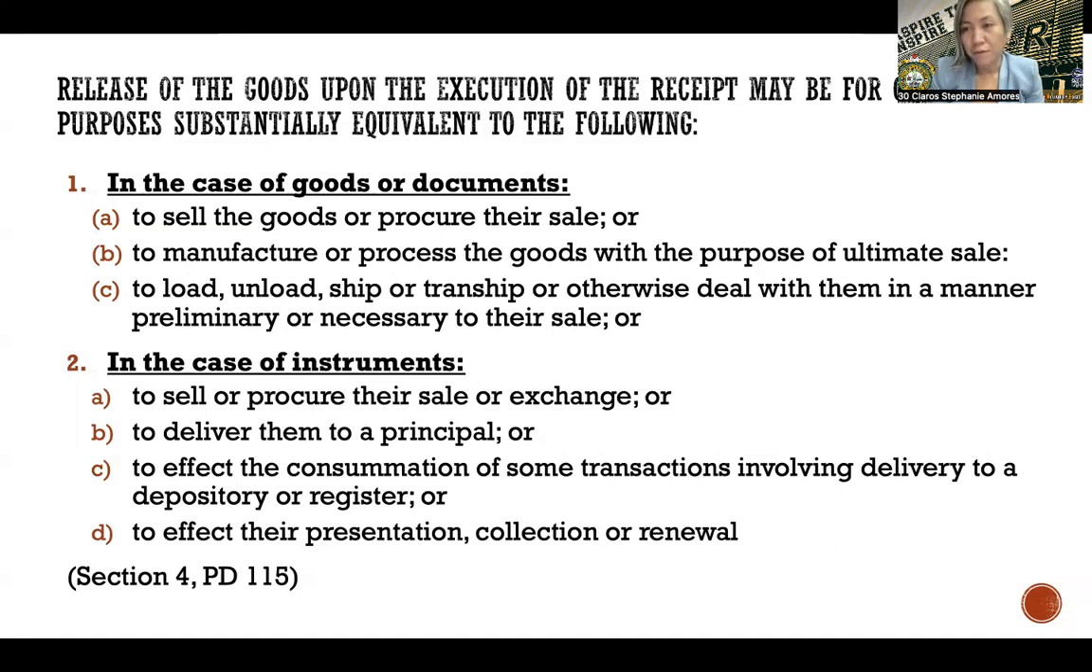If the subject matter of the trust receipt, however, are instruments, then the purposes for the release to the entrustee will also be to sell or procure its sale, to deliver the instrument to a principal, to effect the consummation of some transactions which still involves delivery to a depository or register, or to effect the presentation of those instruments or its collection or renewal. And this is in accordance with Section 4 of Presidential Decree 115.